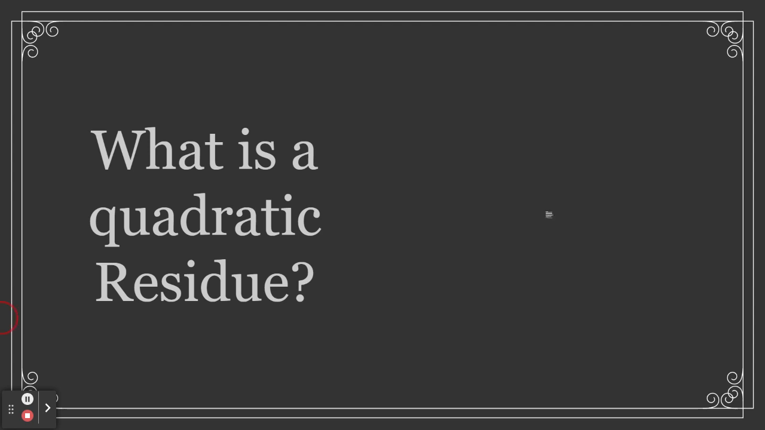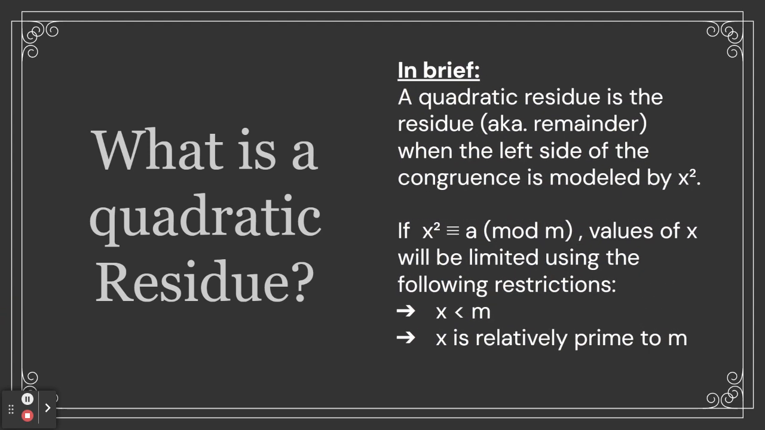First off, let's just take a quick moment to talk about what a quadratic residue is. So in brief, you can think of it sort of like a remainder. It's when we have an x squared on one side of our congruence, and then we also have some restrictions on what our values of x could be. X has to be less than m, and it's also relatively prime to m. So just again, notice that the value that we would be squaring in a congruence has to be less than what our modular value is, and then also relatively prime.